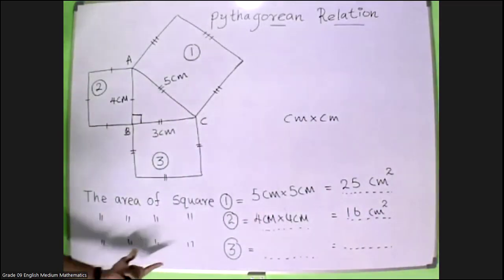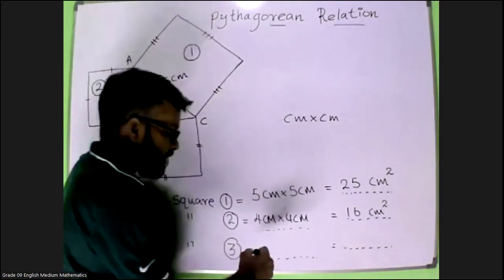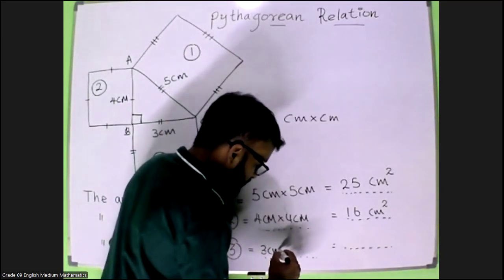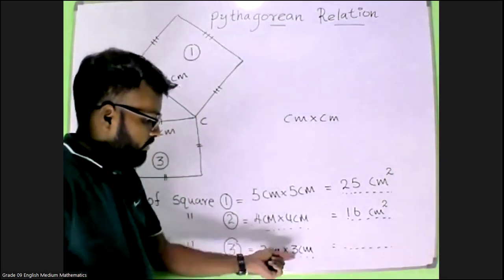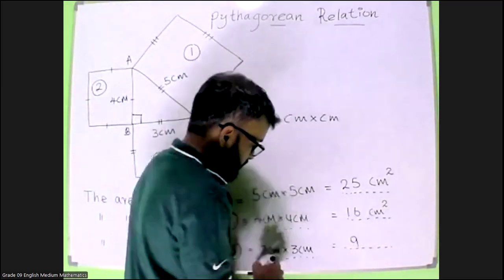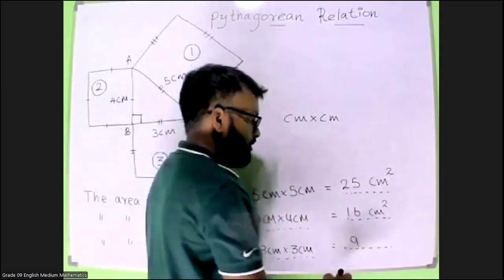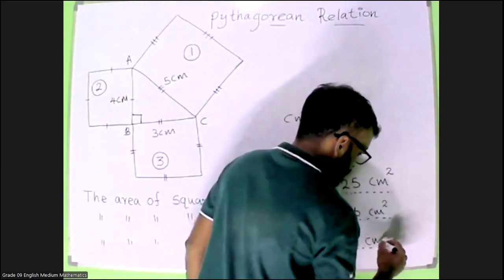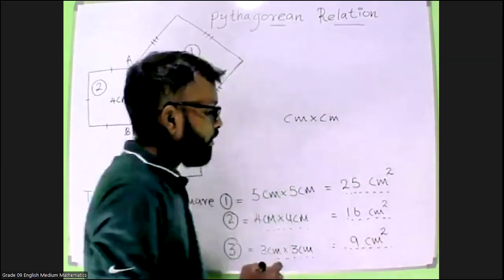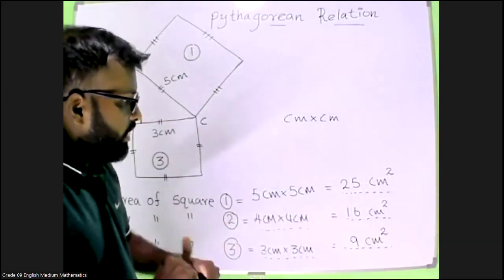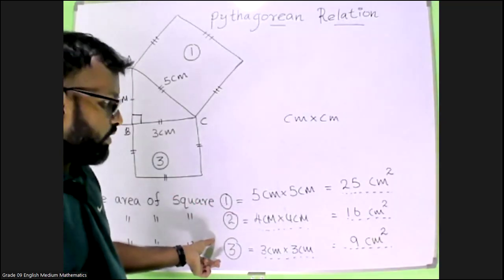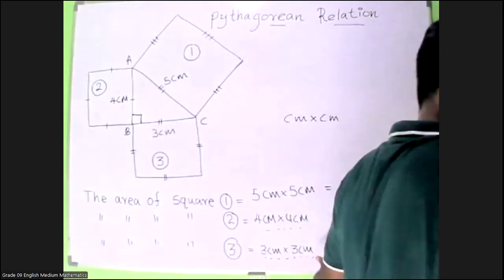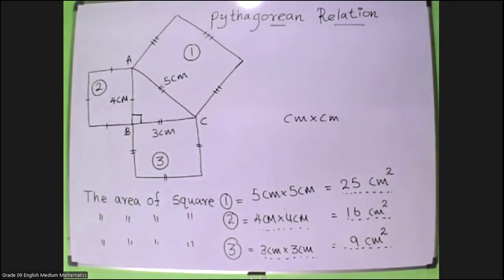Right? And the third one, same, 3 centimeters times 3 centimeters. Right? 3 times 3, 9 centimeters times centimeter, centimeter square. That means square centimeter. So this is how you are going to find the areas of the square number 1, square number 2 and square number 3. Right? So if you get these answers, it's correct, right?